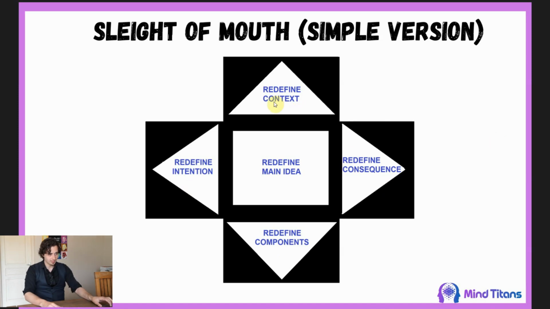When you keep switching like that on the higher frame, on the main idea, on the intention, on the consequence, on the components, at some point their defenses are gonna drop. The only question is how patient are you? Because obviously the first few sentences you say are not going to lead to a big positive change. But when you're patient enough, you will always find a way to make people reframe their own limitations.